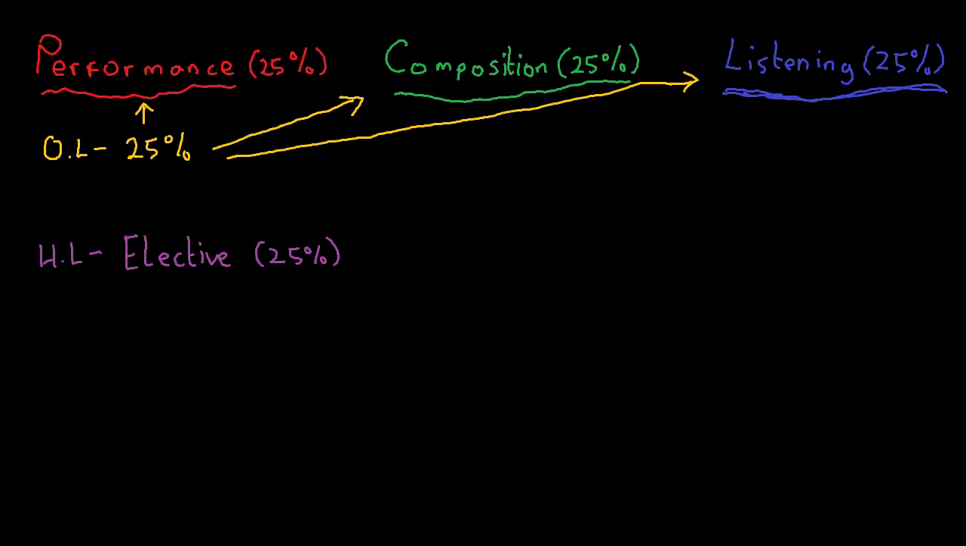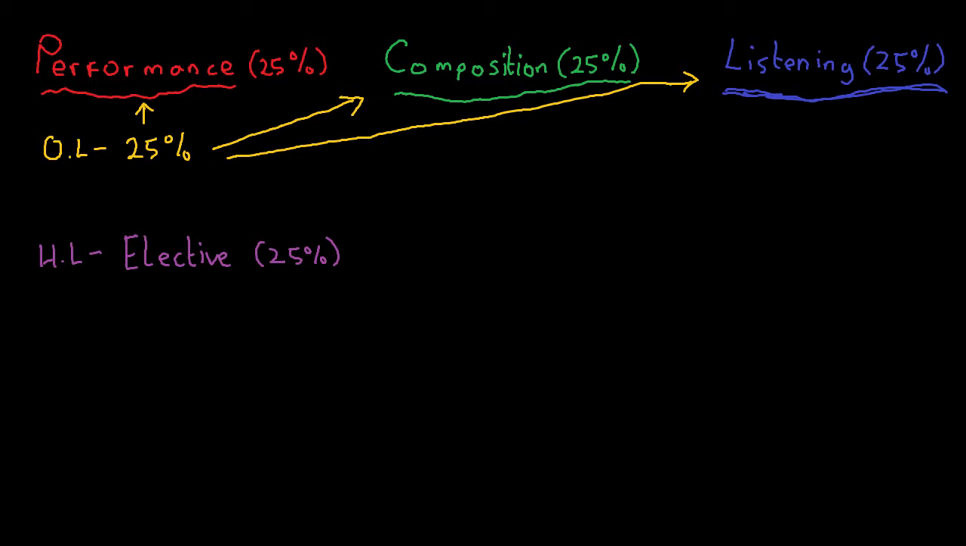In our last video, we broke down the Leaving Cert's composition papers and talked about what they entail depending on whether you're doing ordinary or higher level. In this video, I want to do the exact same thing for the performance exam, just go through what it will entail depending on whether you're doing ordinary or higher level and all the other things you need to know about the Leaving Cert performance exam in music.